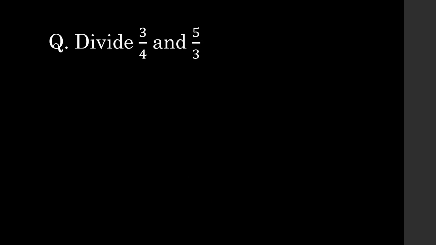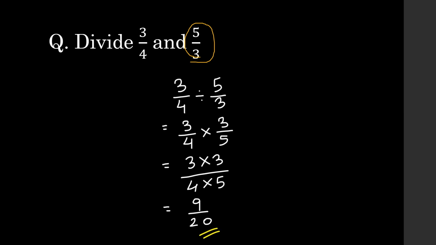Now we have to divide 3 upon 4 by 5 upon 3. Here 3 upon 4 is divided by 5 upon 3. The second fraction is 5 upon 3, so we need to take its reciprocal. Reciprocal is just the inverse, that is 3 upon 5. So 3 upon 4 divided by 5 upon 3 becomes 3 upon 4 times 3 upon 5, and we change the division sign into a multiplication sign. Now we apply the multiplication rule, that is, multiply numerators and denominators respectively. 3 into 3 gives 9, 4 into 5 gives 20. So this is the answer.